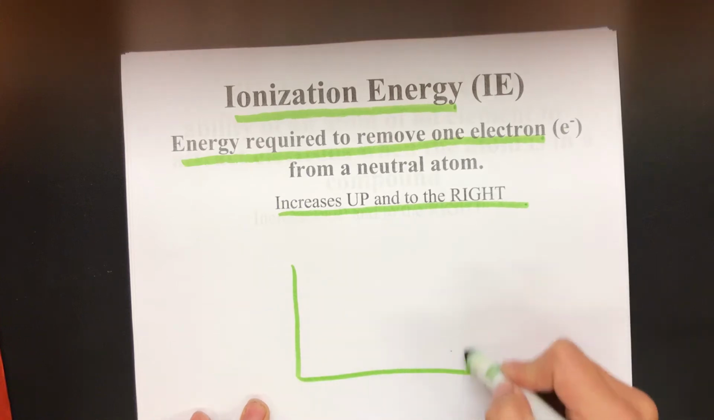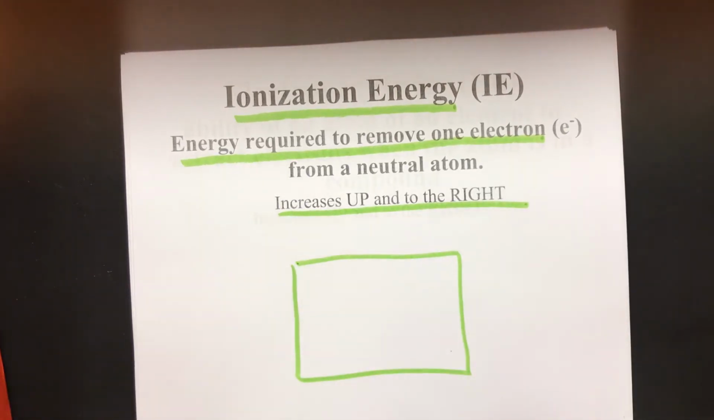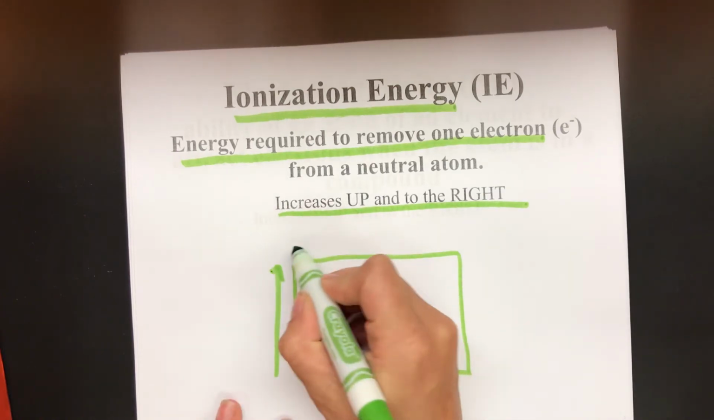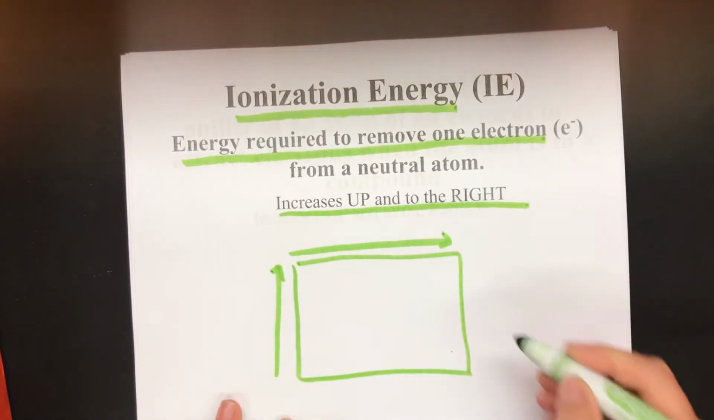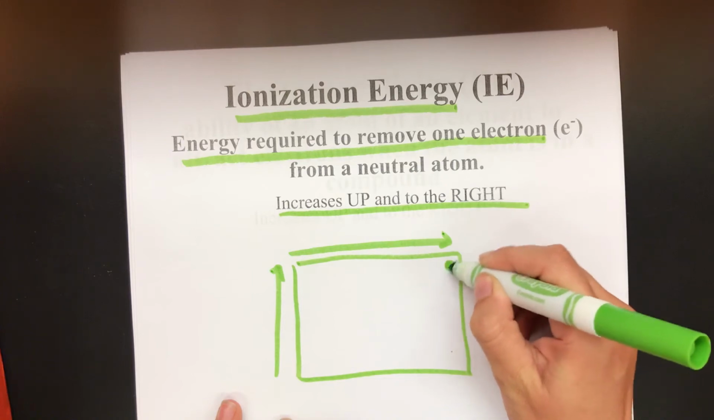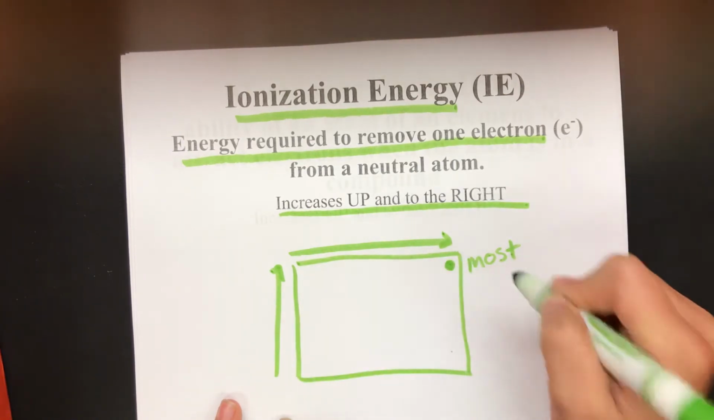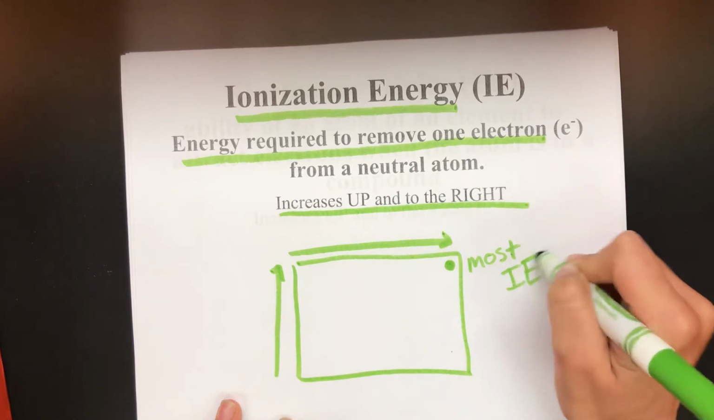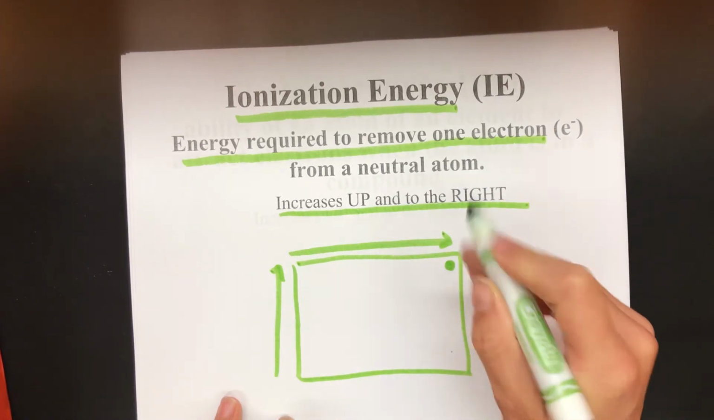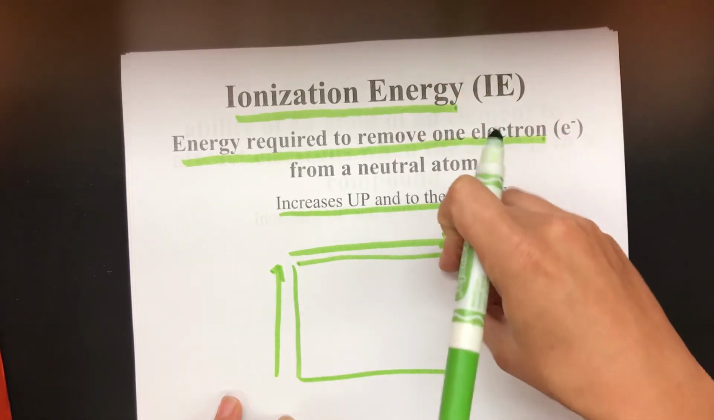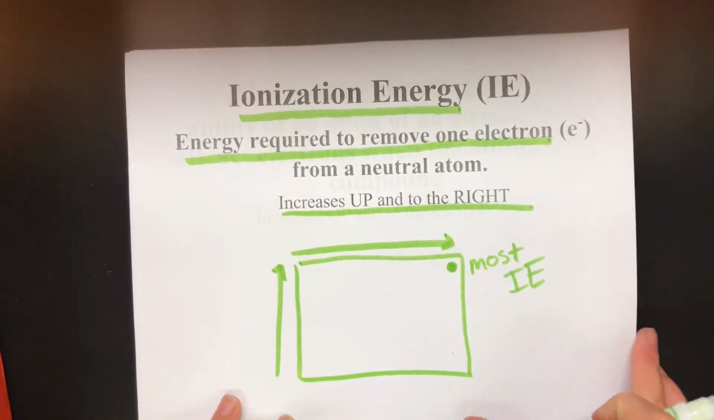So what's going to happen here, you need to draw this in your notes. This is our lovely periodic table. It increases up and to the right. So you're just going to draw an arrow, increases up and to the right. That means this point here has the most. So the furthest up and to the right has the most ionization energy. The closer it is to that top right corner, the more ionization energy. The harder it is to steal an electron away.